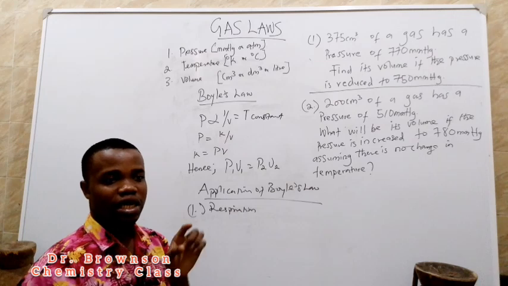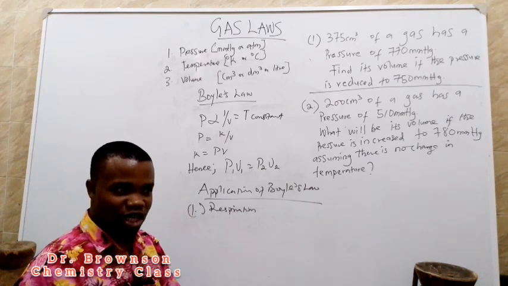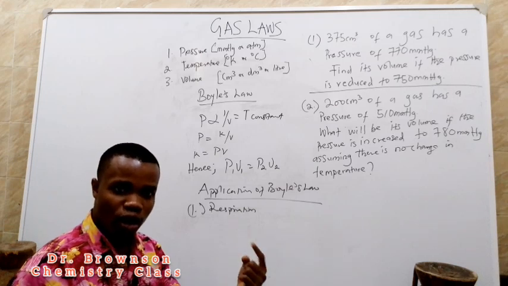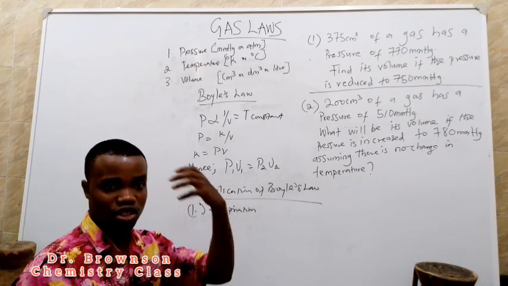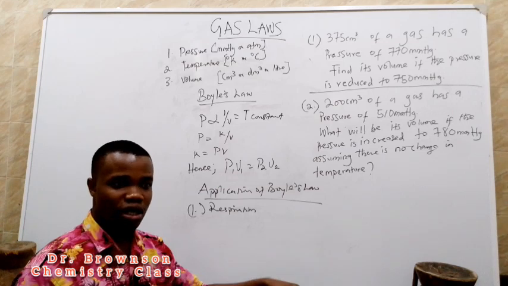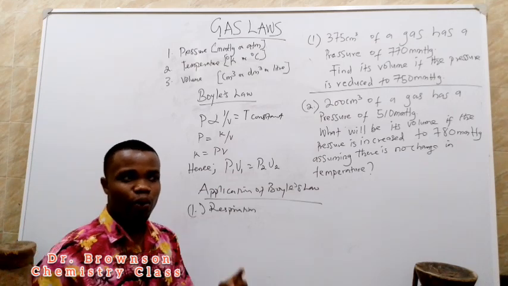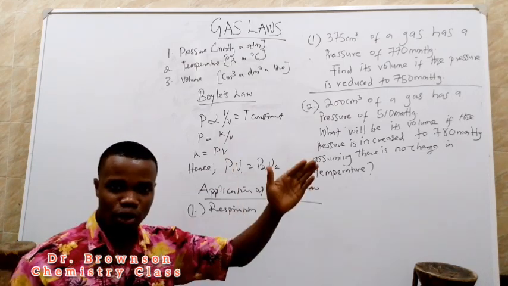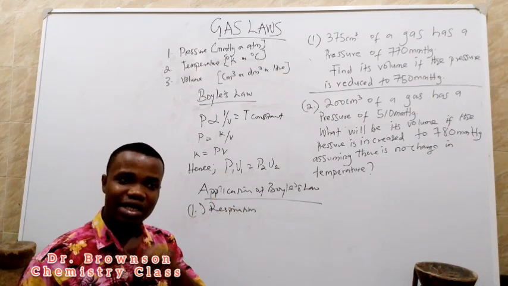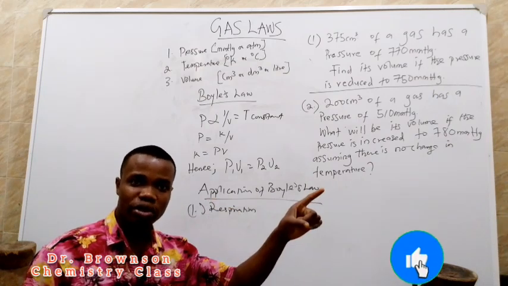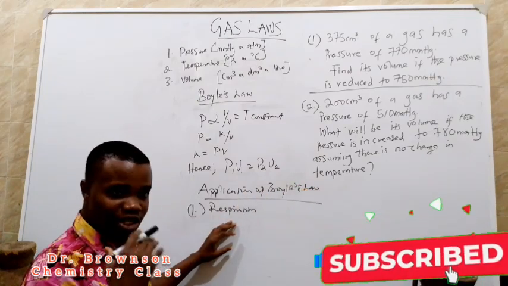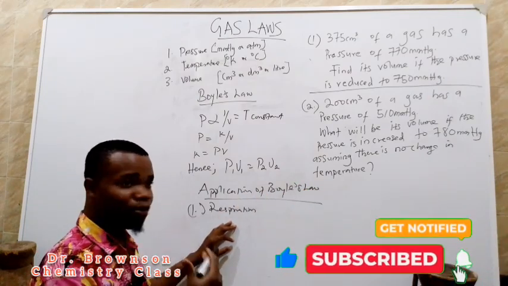Now, when you are sitting in the house, the pressure will be lesser, and the volume of the air, that is the oxygen which you're taking in, will be greater. Now, in Boyle's law, when there is an increase in pressure, there is a decrease in volume. But when there is an increase in volume, there is a decrease in pressure. So respiration is an example.